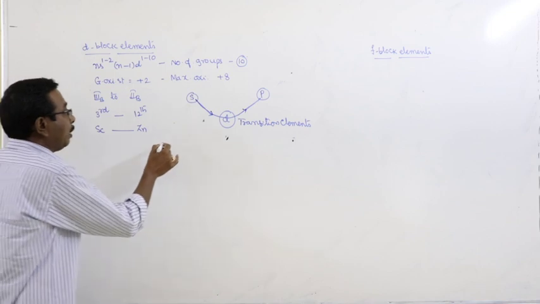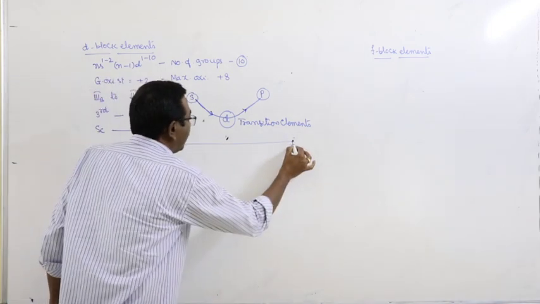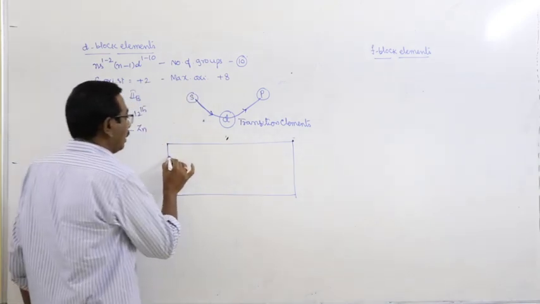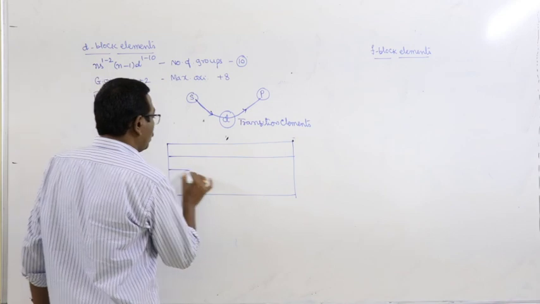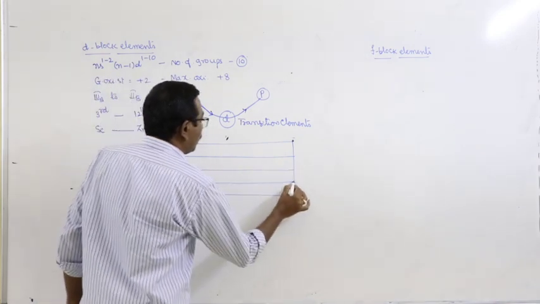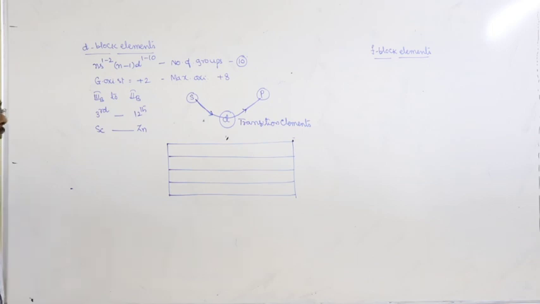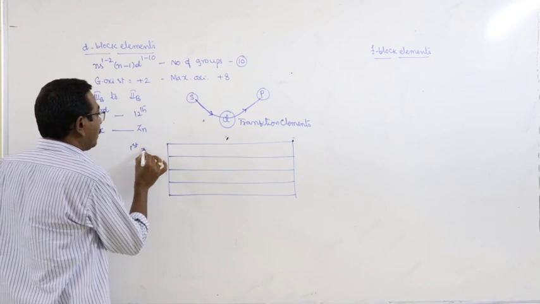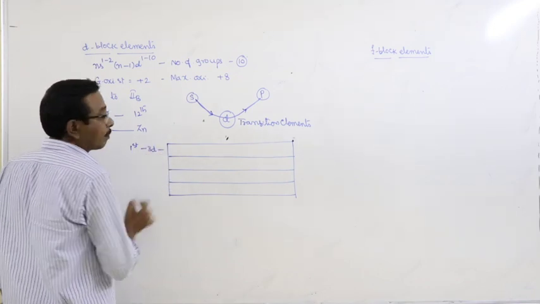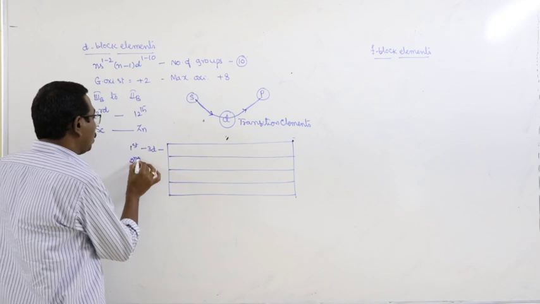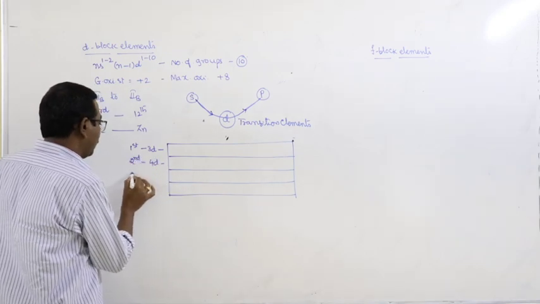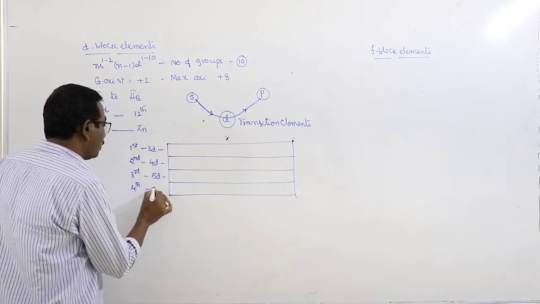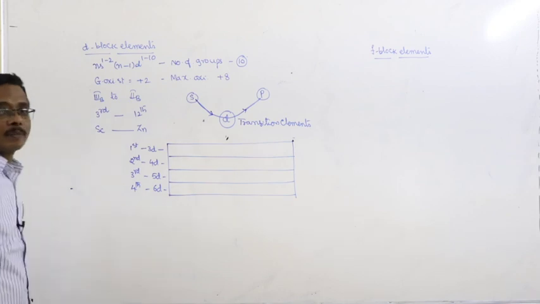In the long form periodic table, the d block elements are arranged in 4 horizontal rows. Here this is the first horizontal row, second horizontal row, third horizontal row, and fourth horizontal row. The first horizontal row is represented as the 3d series, the second as the 4d series, the third as the 5d series, and the fourth horizontal row as the 6d series.